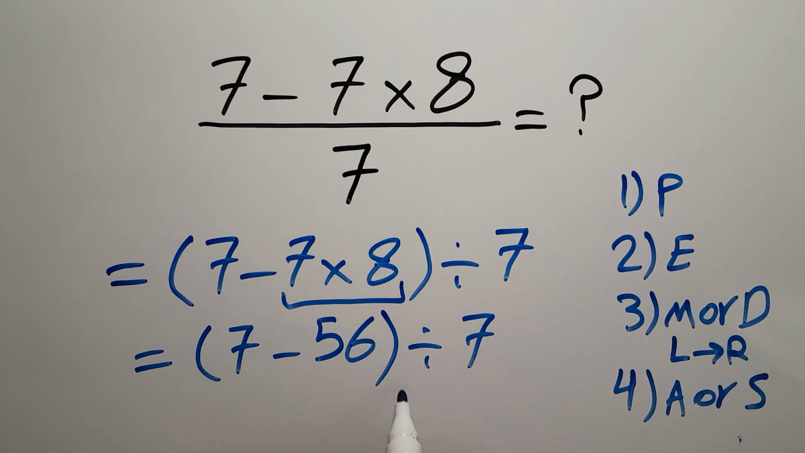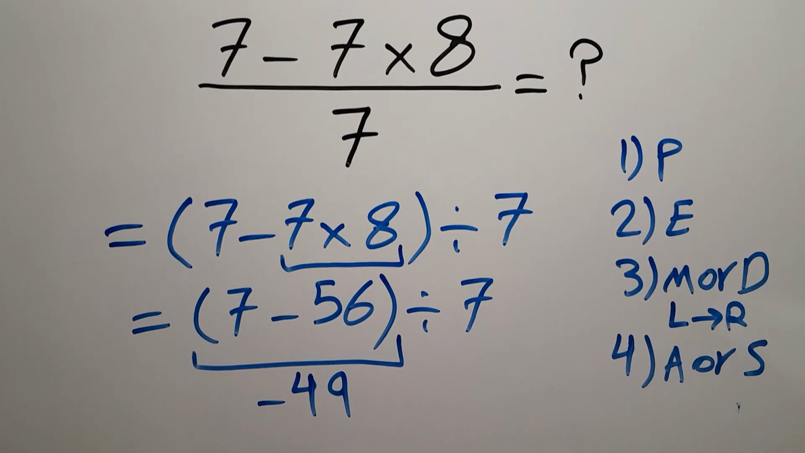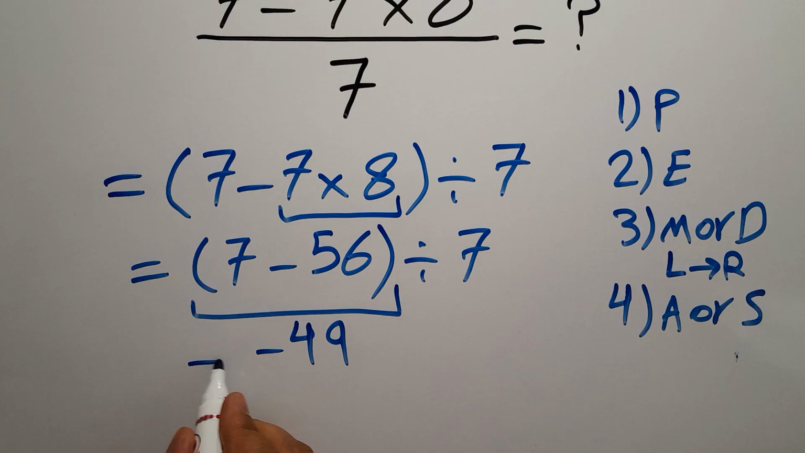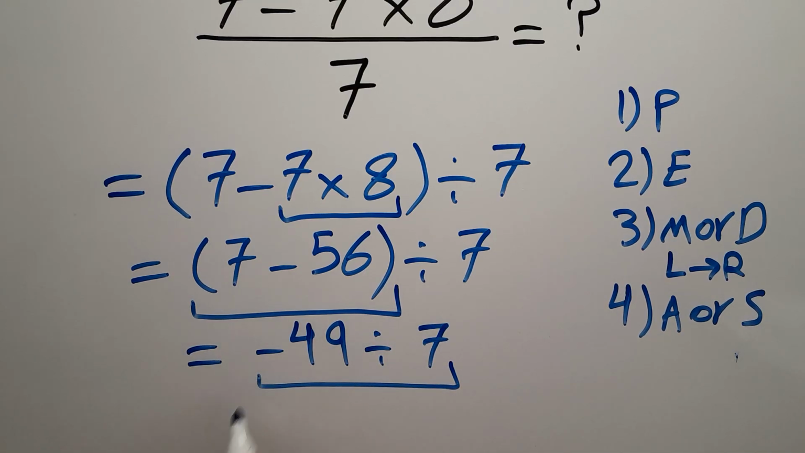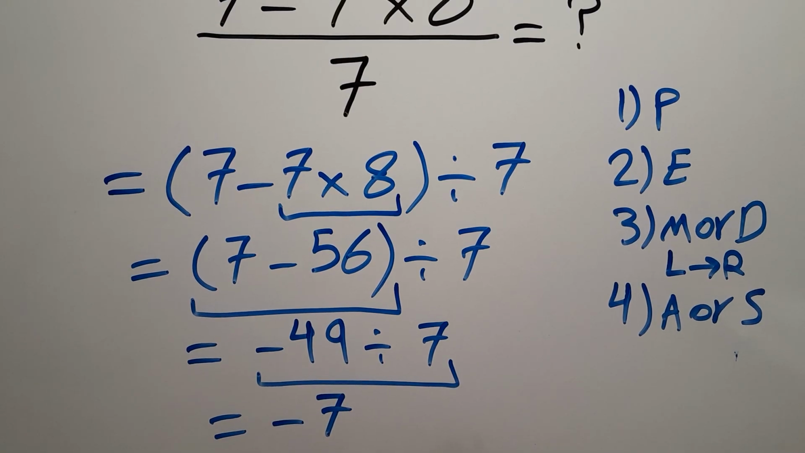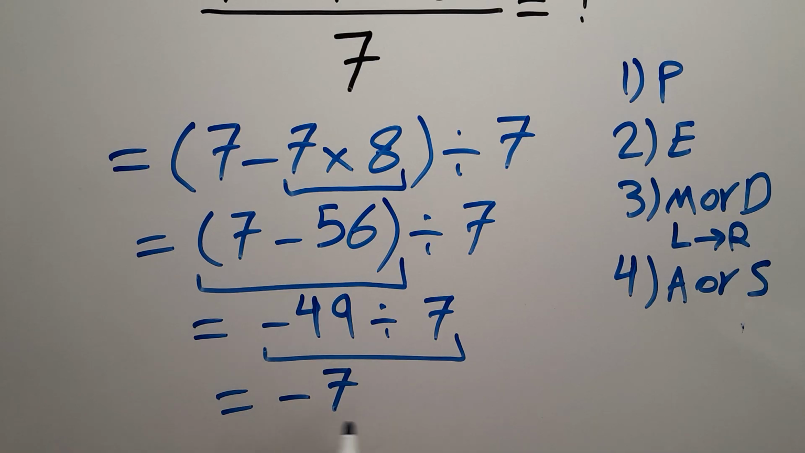7 minus 56 gives us negative 49. So negative 49 divided by 7, which equals just negative 7. Okay? So our final answer to this problem is just negative 7.